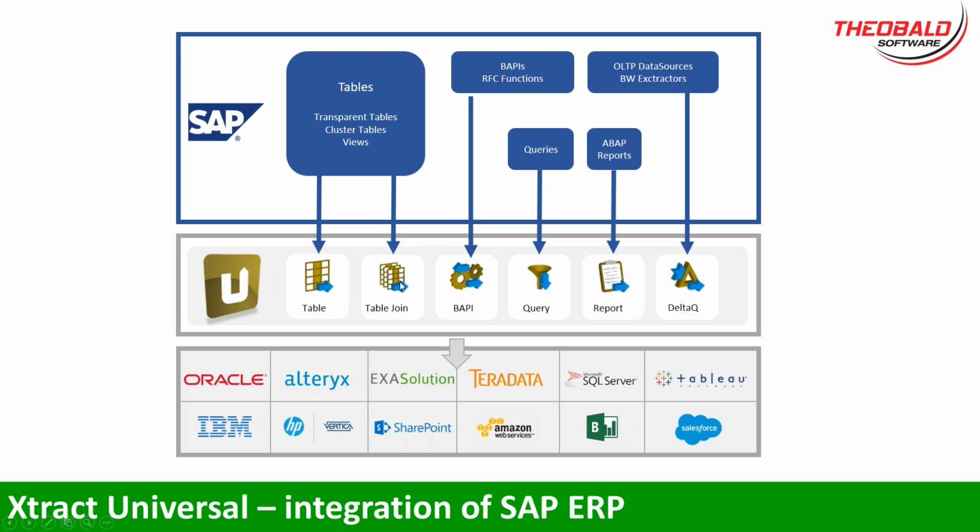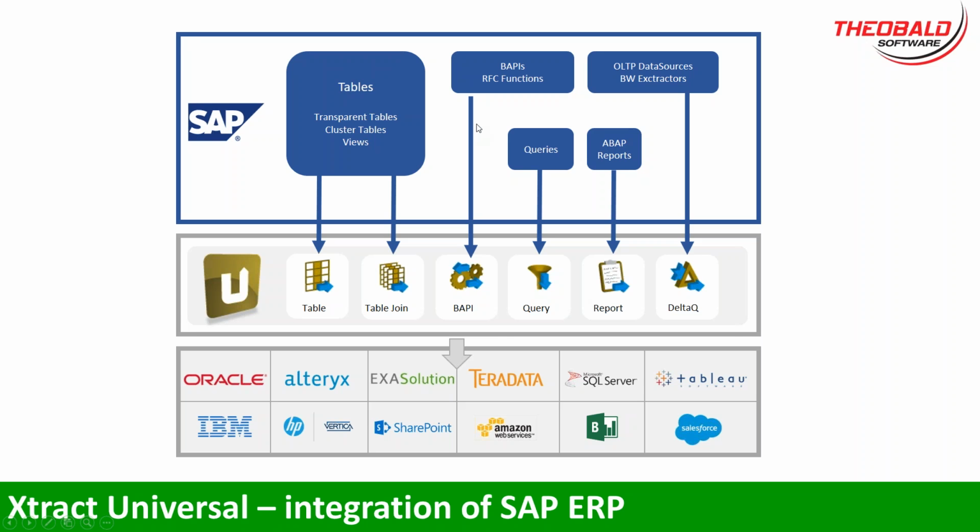The table join is interesting. We use this in the scenario that we show you later, for joining two different tables with a primary key. You don't have to do this in your destination environment, but can do this in the Extract Universal Designer. That's a pretty cool thing and relatively new in our software.